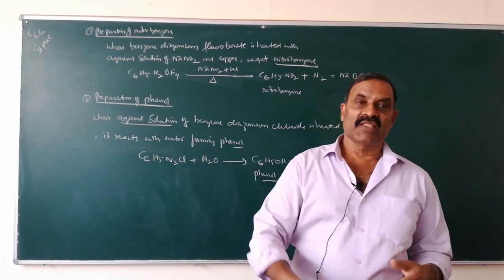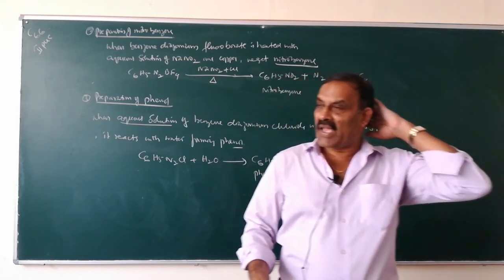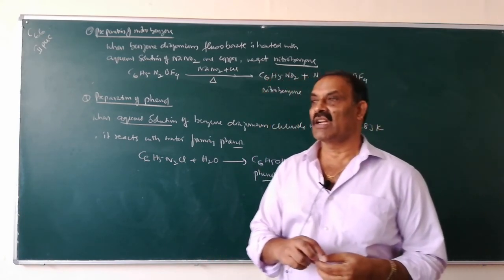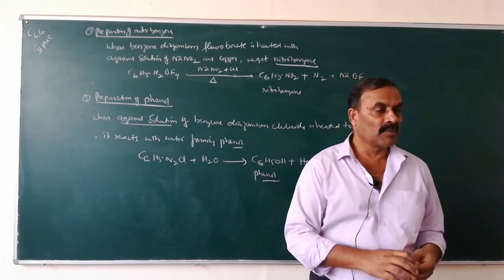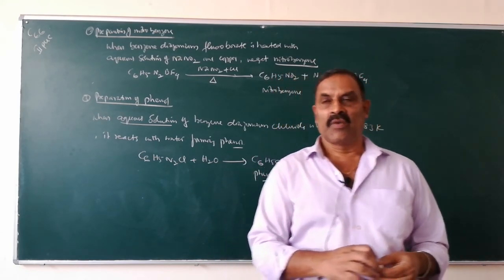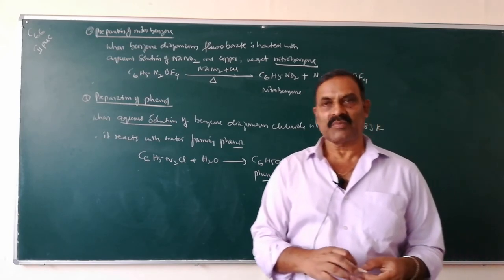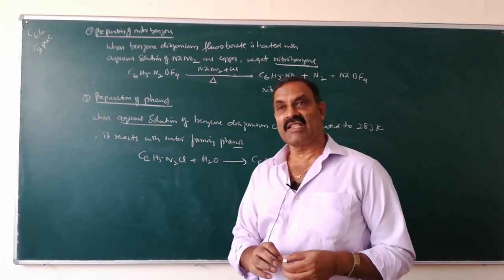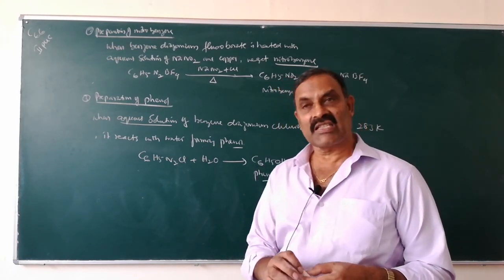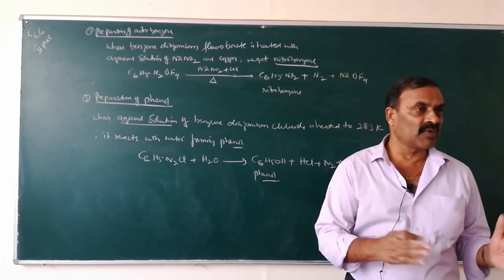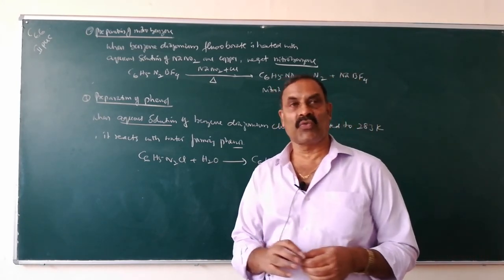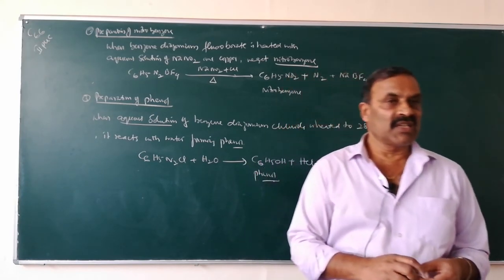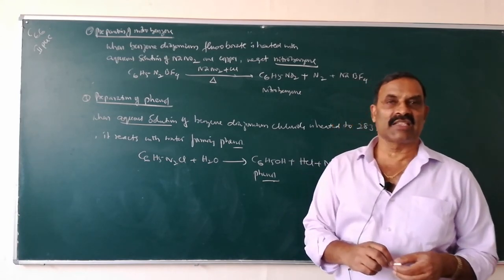And then what is diazotization? Conversion of primary aromatic amines into diazonium salts is known as diazotization. Example, preparation of benzene diazonium chloride. When aniline reacts with nitrous acid, how is nitrous acid prepared? It is prepared in situ by treating sodium nitrite with hydrogen chloride at 0 to 5 degrees centigrade. You will get benzene diazonium chloride. So benzene diazonium chloride is a highly unstable compound.